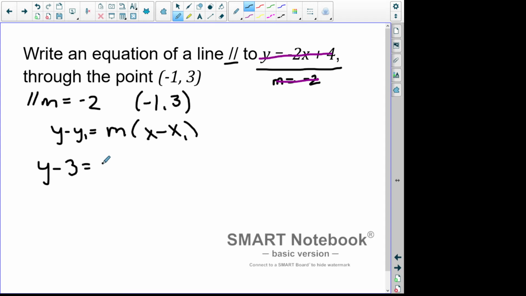is equal to my slope, negative 2, times x minus, now I have to be careful here, because my x value is negative 1, so it's minus negative 1. So that gets a lot of people. So I have y minus 3 is equal to negative 2 times x plus 1.